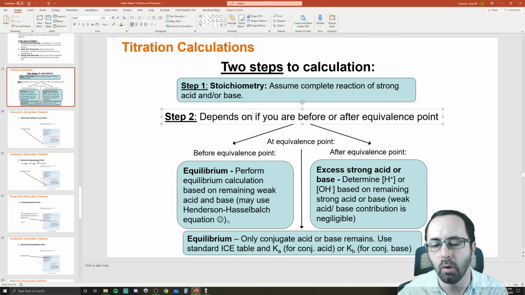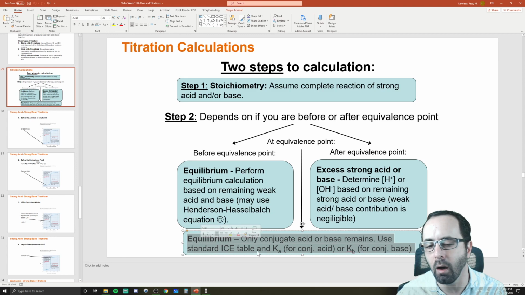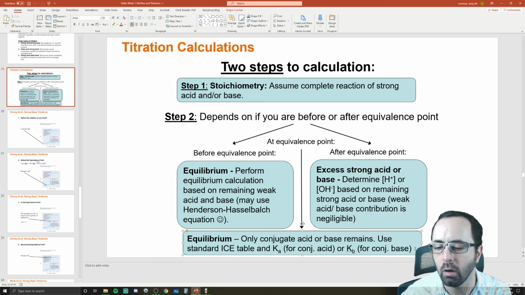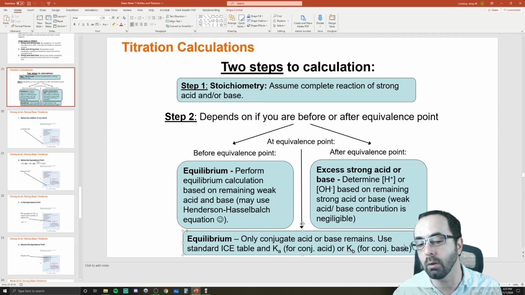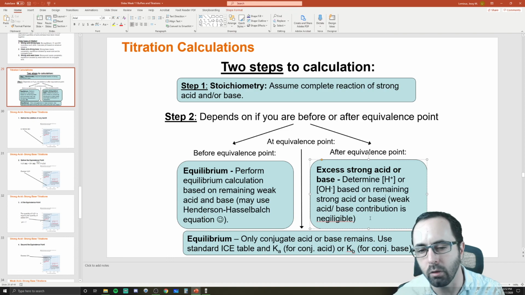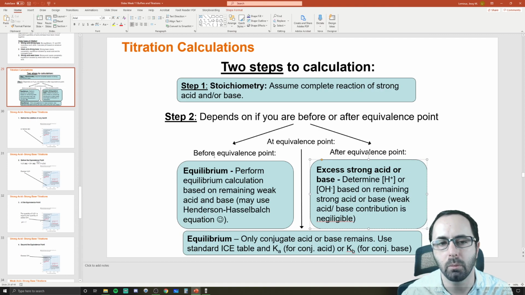If you're before the equivalence point, you can use the Henderson-Hasselbalch equation. If you're at the equivalence point, all you'll have left is the conjugate acid of your weak base or the conjugate base of your weak acid, so you'll have to determine the Ka or the Kb for the conjugate and set up an ICE table and do an equilibrium calculation. If you're past the equivalence point, your pH will be decided by your excess strong acid or strong base concentration. The remaining weak acid or weak base will be negligible in its contribution to the pH. So you can always refer back to this if you forget what you're supposed to do.